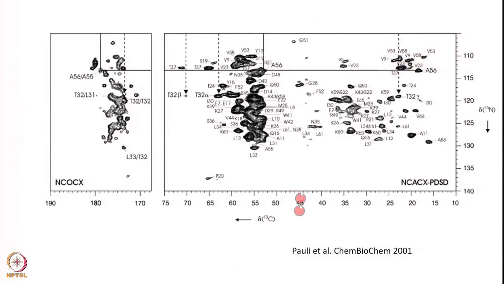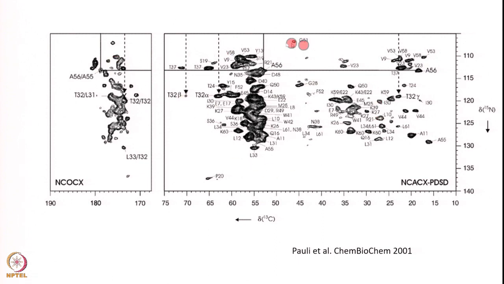Just one of the examples that I am showing here, NCOCX and NCACX. So if you look at here, it was an NCA experiment, but when we did PDSD, NCACX PDSD, now we are also getting correlations from C beta, C gamma and C delta. Take any amino acid that we want, K60 here, you see C beta is coming here, C gamma and all those. Similarly, one can take valine here, valine 53 or something like that, C gamma, C delta and all those. So glycine has just one peak coming here, right.